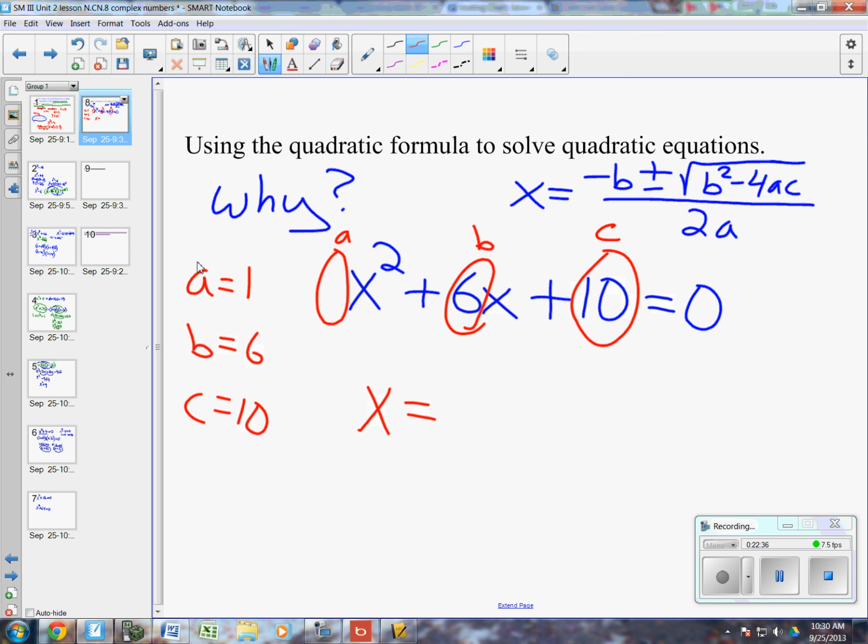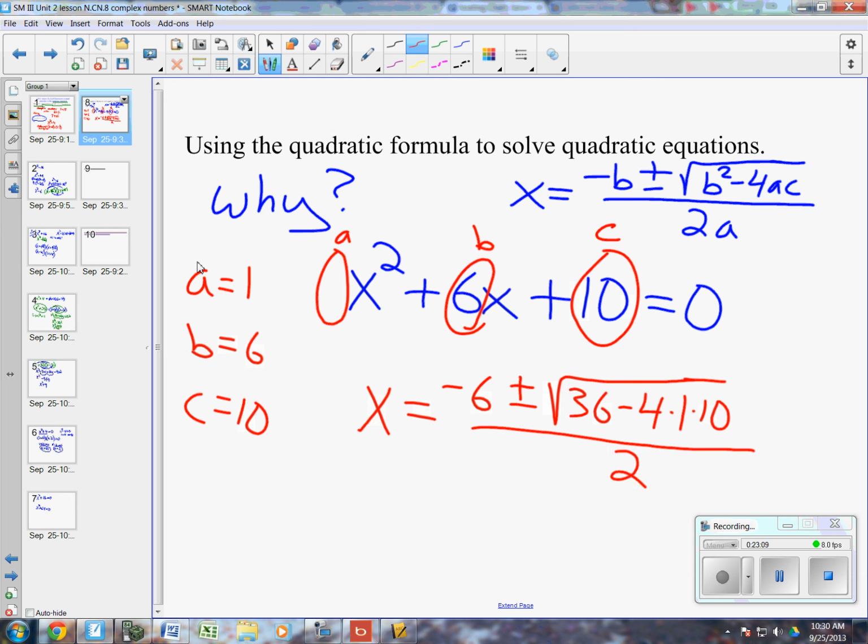Now the formula says negative b. I like to think of it as opposite of b. So what's the opposite of 6? Negative 6. Plus or minus the square root. b squared. What's b squared? 6 squared, which is 36. Minus 4 times a times c. What's a? 1. What's c? 10. All over 2 times 1, which is 2.